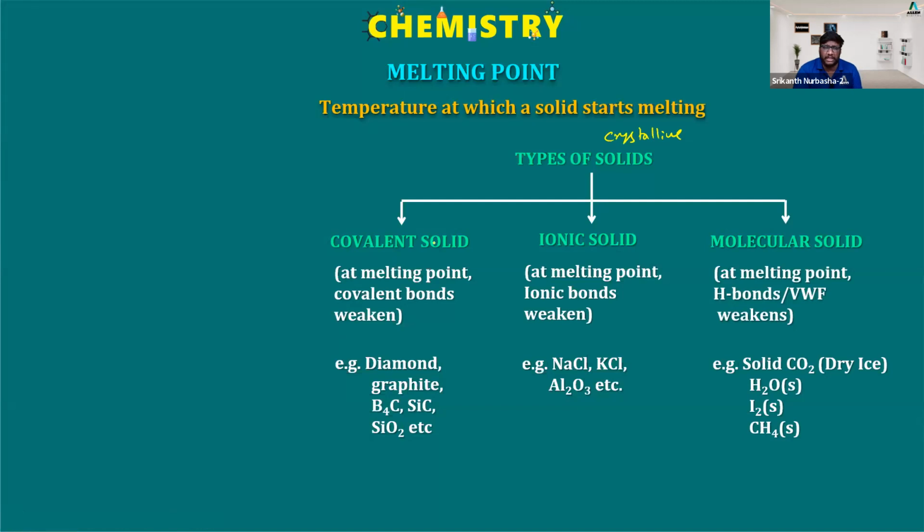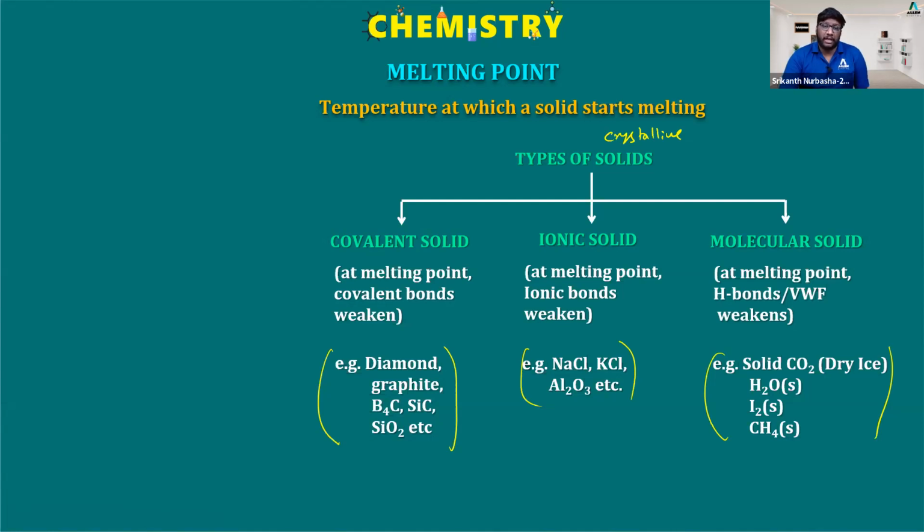Because in metallic solids we have metallic bonding majorly. In a covalent solid at the melting point, covalent bonds weaken. In ionic solids at the melting point, ionic bonds weaken. Molecular solids means polar molecular solids, non-polar molecular solids, or hydrogen-bonded solids. Covalent solids are diamond, graphite, B4C, SiC, SiO2. Ionic solids: NaCl, KCl, Al2O3. Molecular solids: solid CO2, H2O, I2 as well as CH4. These are the respective molecular solids.